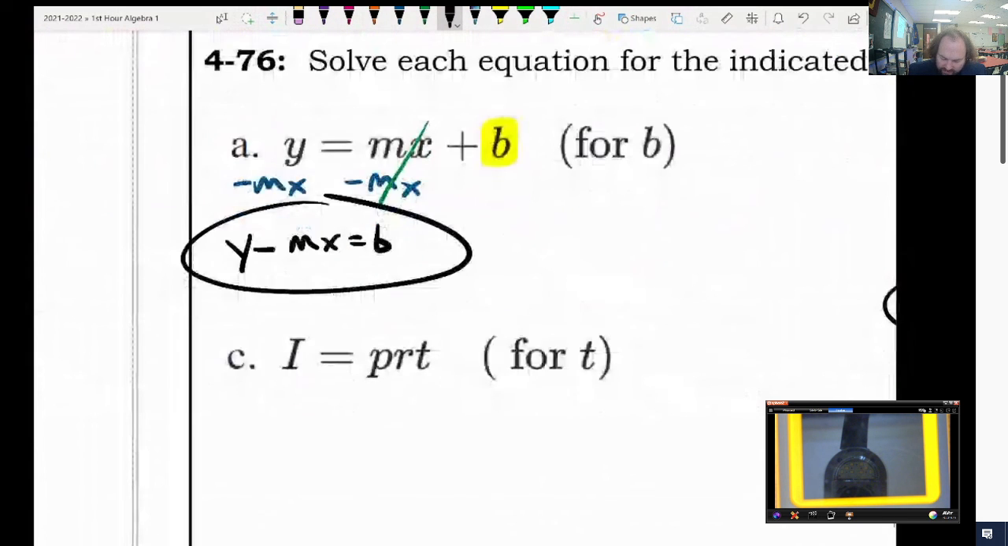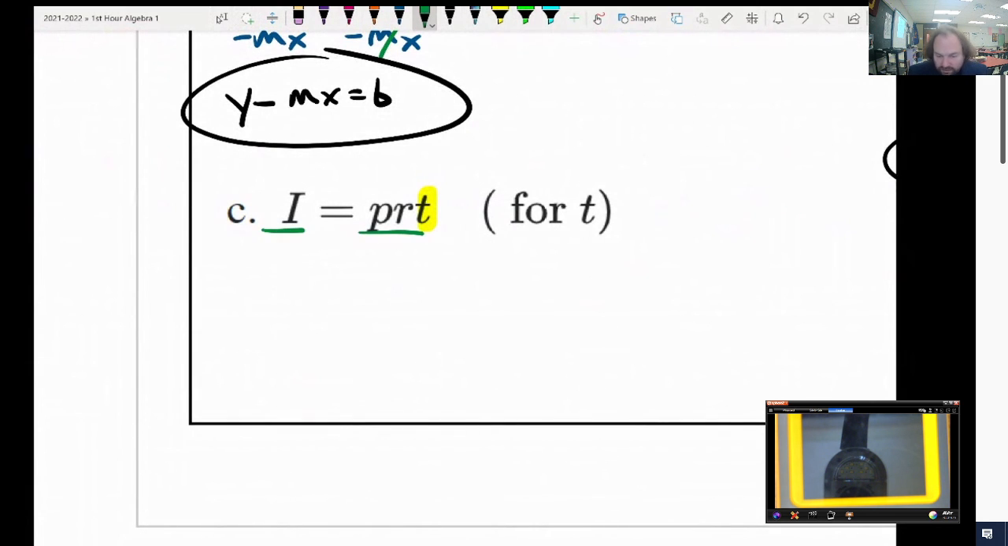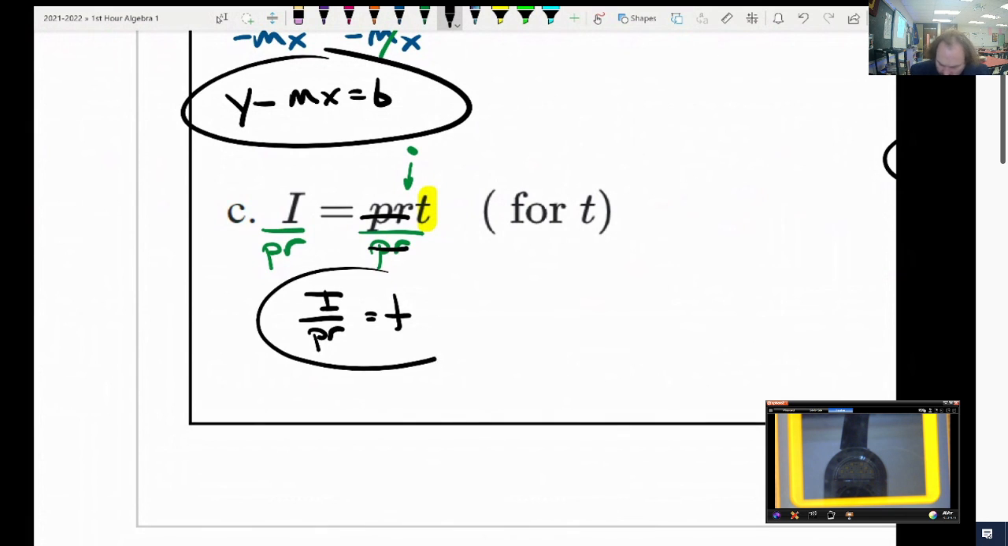Question C, I is equal to P times R times T, and we're trying to solve for T. Honestly, all we've got to do is get rid of the P and the R, and we can do that by dividing, because this is all multiplication in this problem. So let's divide by P and R. PR divided by PR will cancel out, leaving just T on that side, and I over PR is the correct answer. I don't know what I and P and R are, but that's what the formula would be for T.